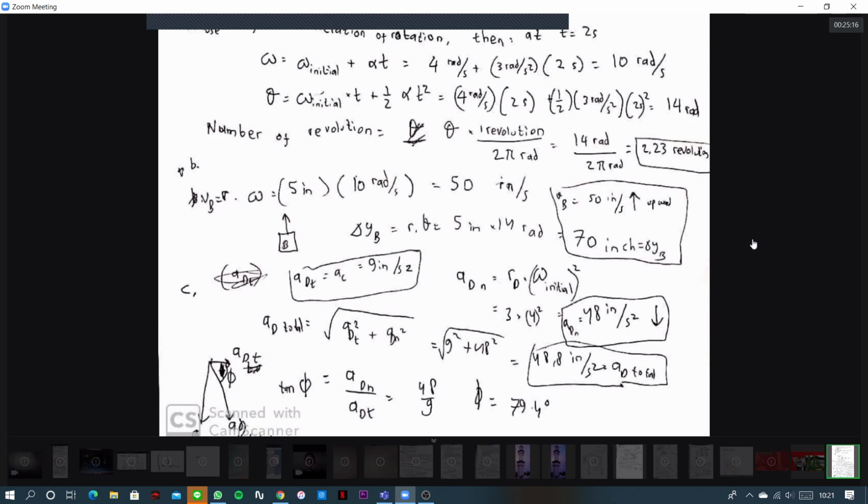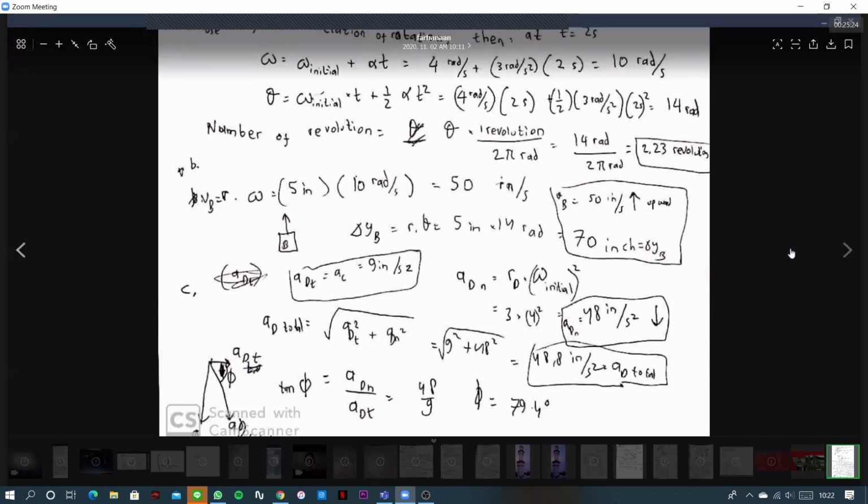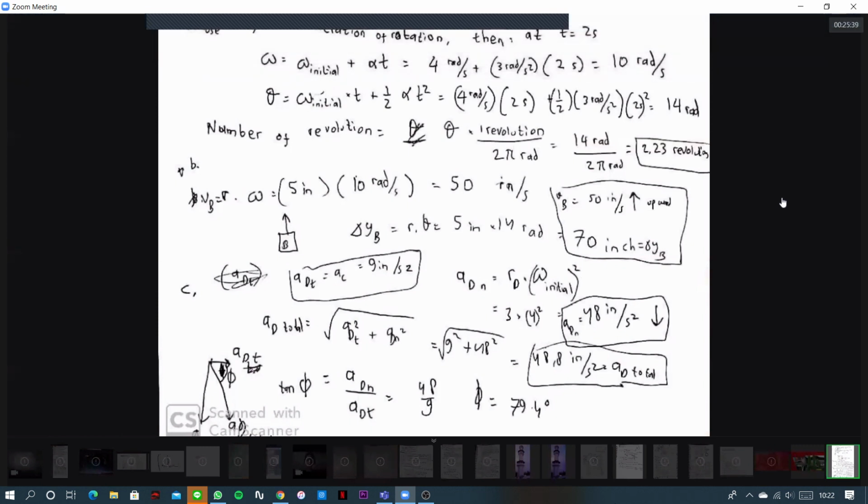Okay, so point B, what is the question for point B? Velocity and change in position of the load B. Okay, what is the velocity of B? It's 50 inch per second upward. You get it from 5 inch times 10 radians. Why is it 10 radians per second?